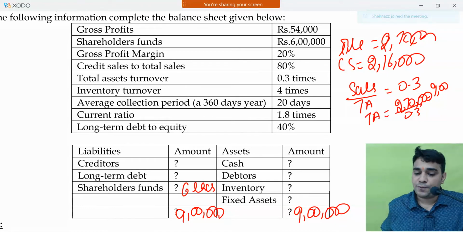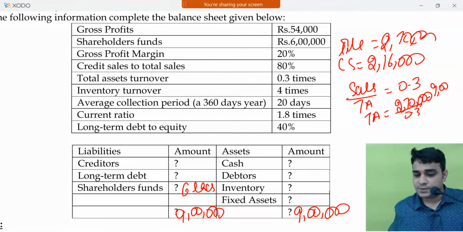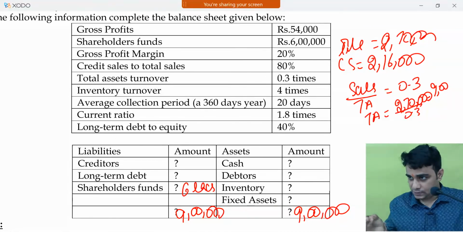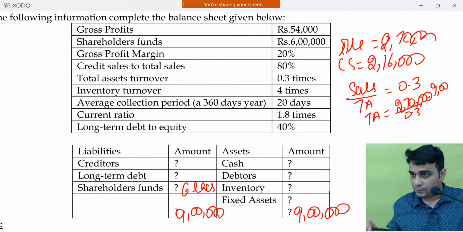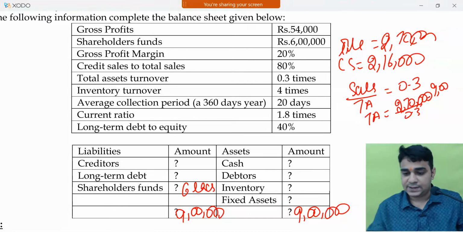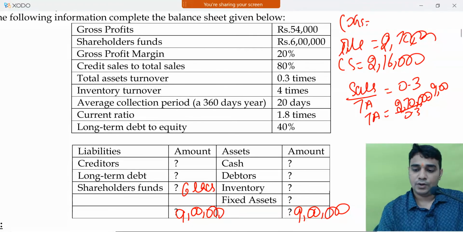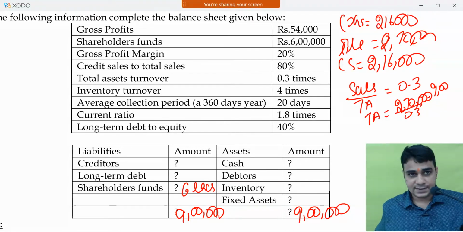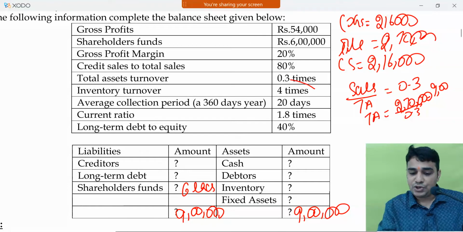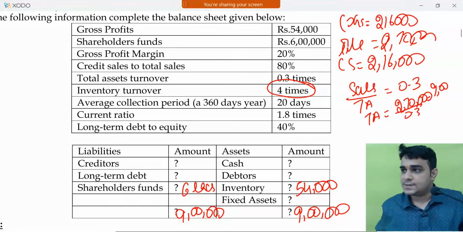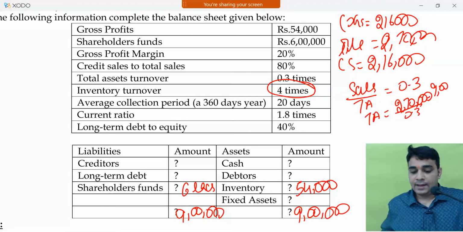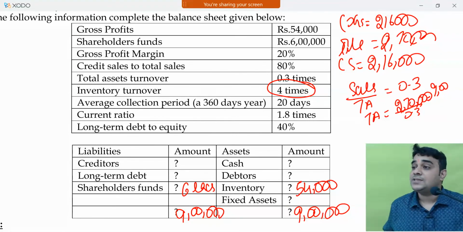Inventory turnover ratio is 4 times. You have sales which is 2,70,000. You have GP which is 54,000, which means COGS is 2,16,000, and my ratio is 4 times, which means inventory is 54,000. Then debtors is 20 days of credit sales.